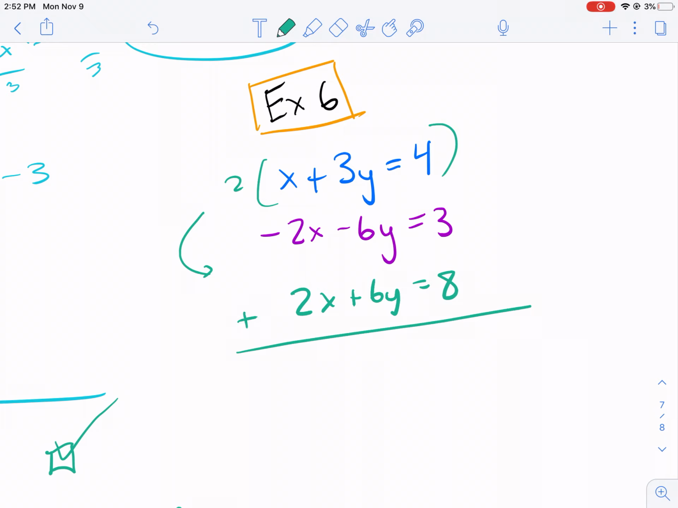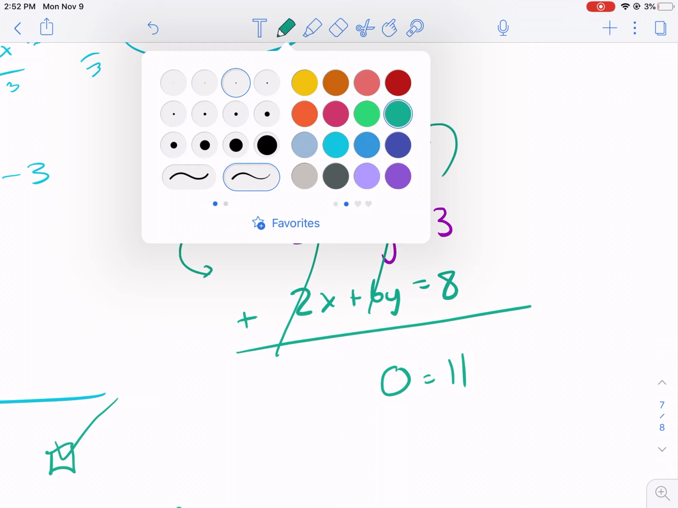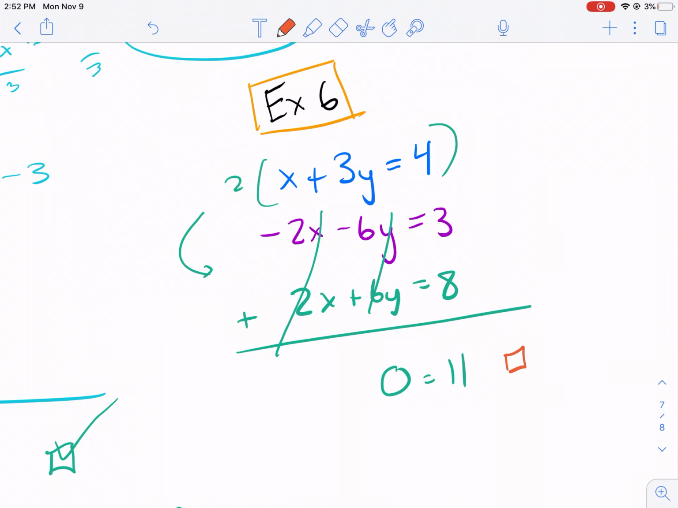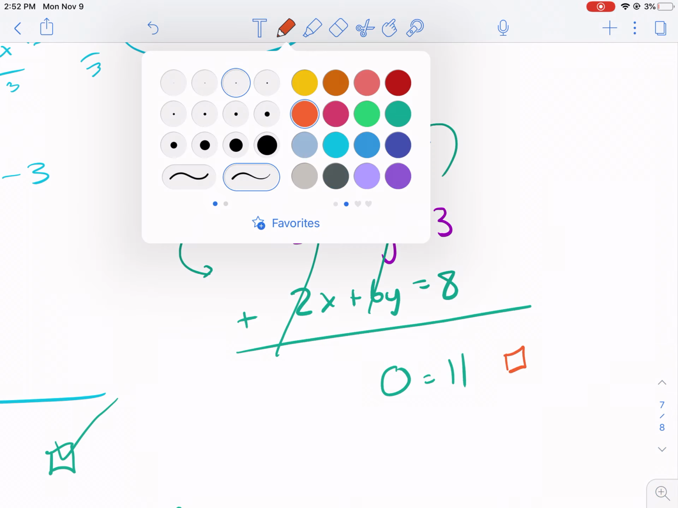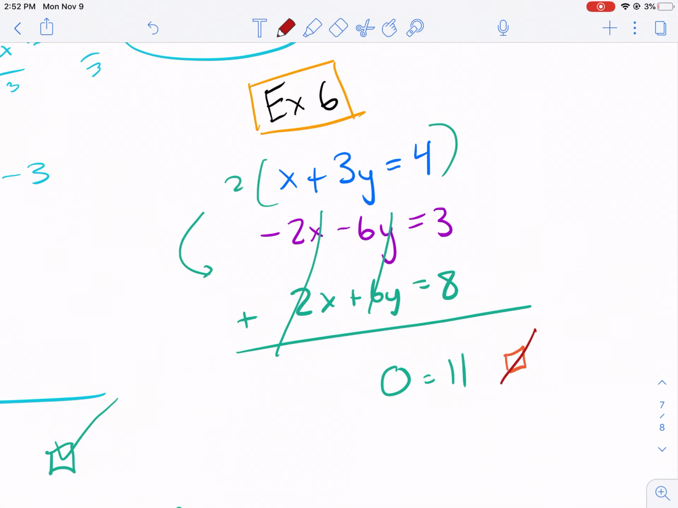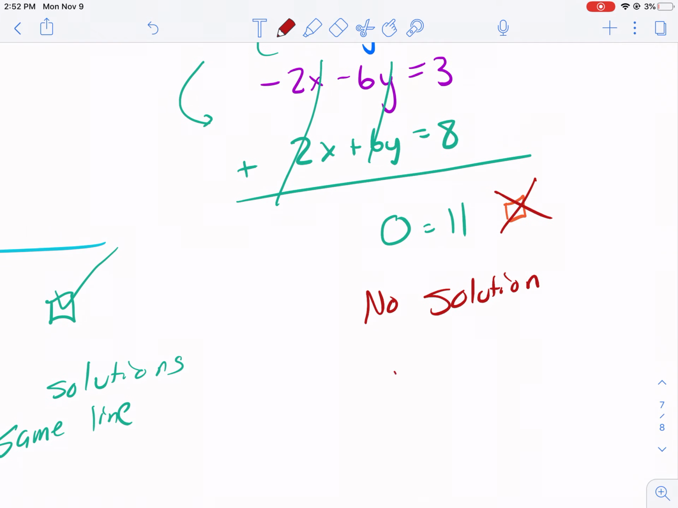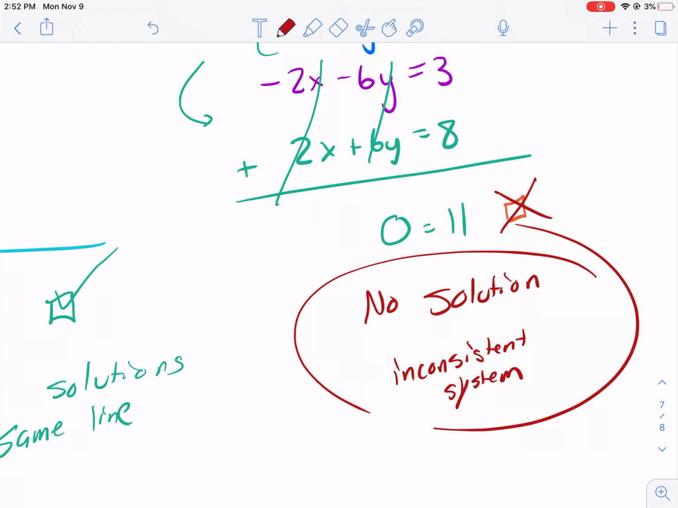So let's go ahead and add these two. I eliminate that. Okay, so that's 0 on the left side, and then I get 11 on the right. Okay, this is not the same case. We don't have 0 equals 0. Is that a true statement? Is 0 equal to 11? No. This is no solution, because they are an inconsistent system. They don't intersect. They are parallel lines, and so there's no solution.